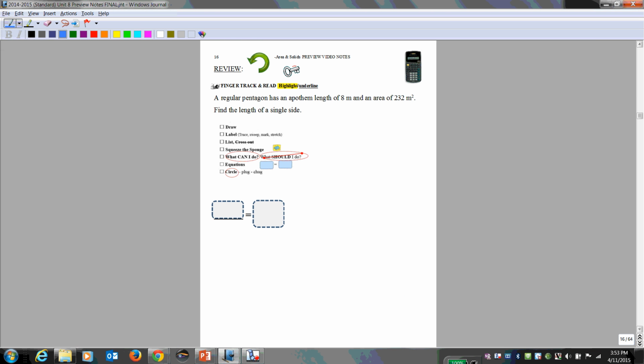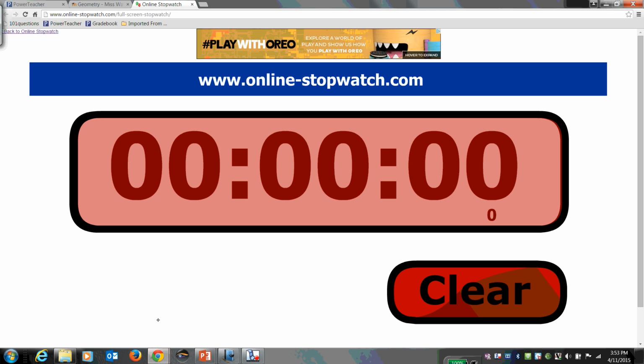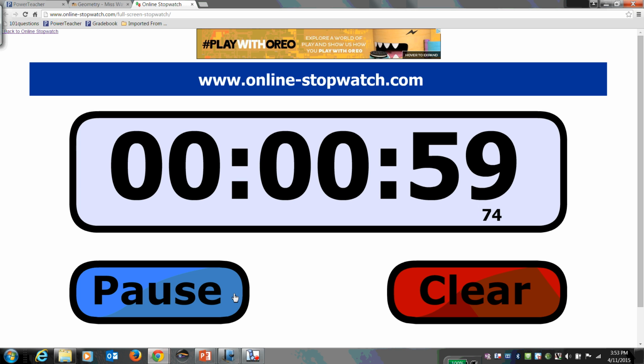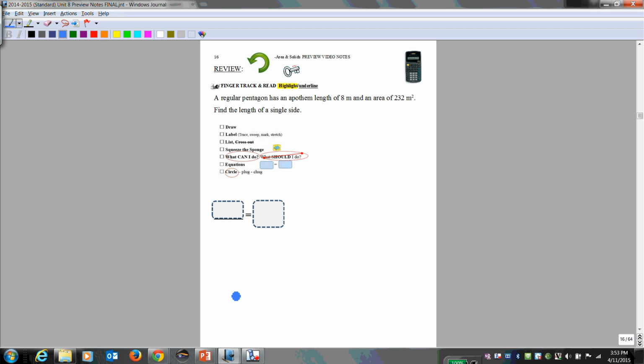It says, a regular pentagon has an apothem of 8 meters and an area of 232 meters squared. Find the length of a single side. I'm going to give you a minute to get as far as you can on this on your own, and then we'll see how far you got. Ready? Go. You are allowed to use a calculator.